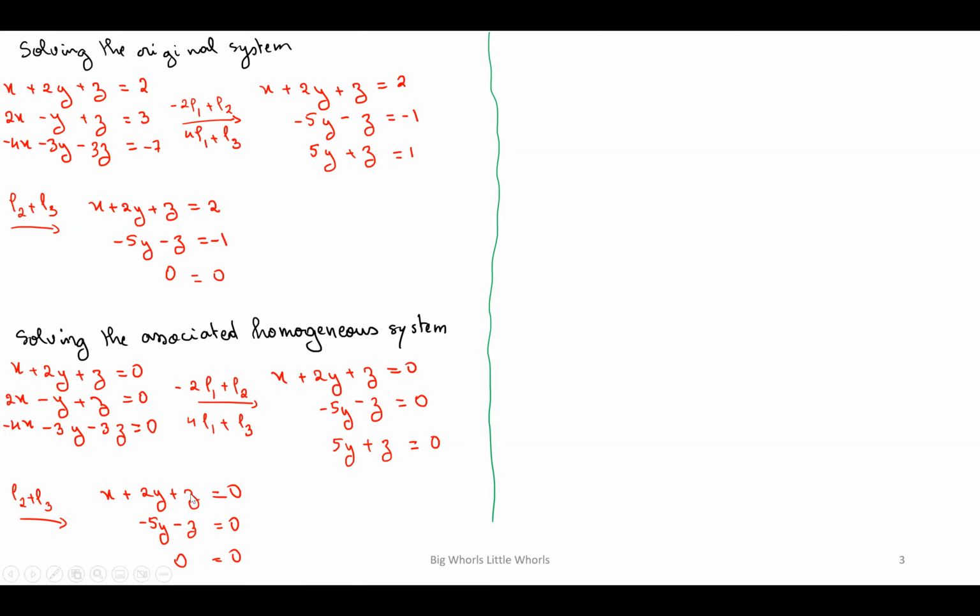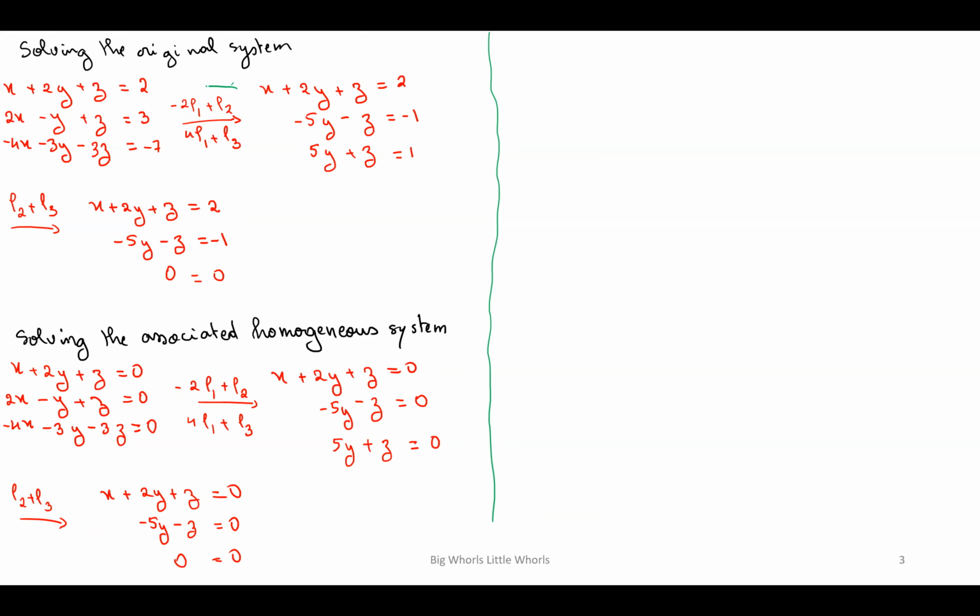And I don't know if you have seen something. Can you see that for the two systems, the reduction steps are the same? No matter what the constant was, that means no matter if we are dealing with the original system or the homogeneous system, we are performing the same steps of reduction.